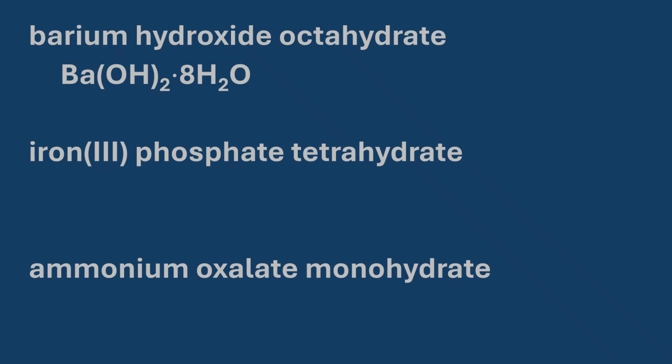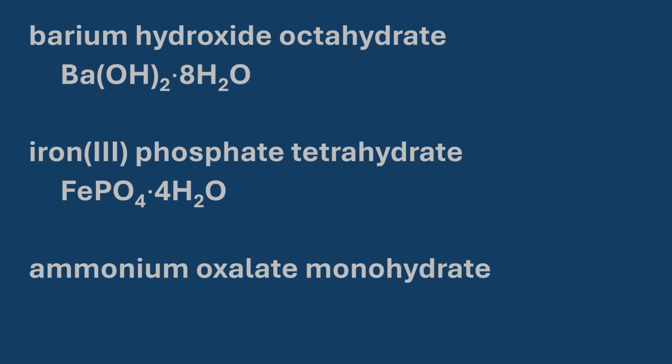The next one, we know that we have the 3+ version of iron because of the Roman numeral in the name of the cation. The phosphate anion will have a 3- charge. So these magnitudes are the same. We will only need one of each ion. Tetra is the prefix for 4, so there are 4 hydrates in this crystal structure. This gives us FePO4·4H2O.